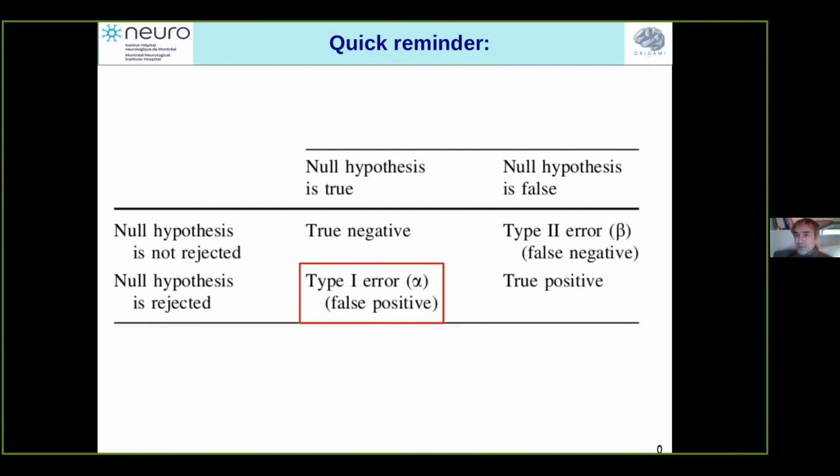There's obviously a very important second type of error, the type 2 error, which is the false negative. This is the case where the null hypothesis is false, so there is signal in the data, but you do not reject. We will see that the power is basically 1 minus that type 2 error, which is the probability of actually detecting the signal when it exists.